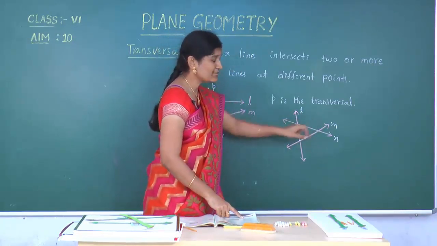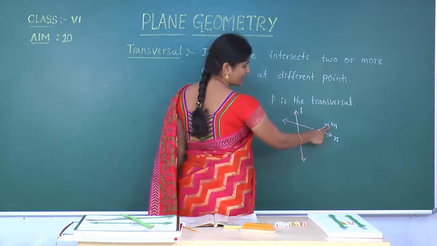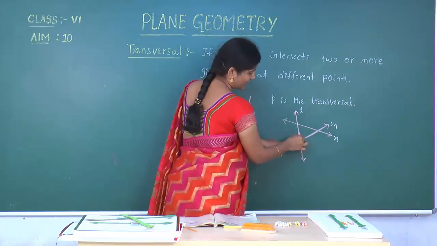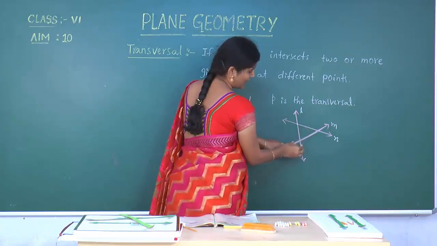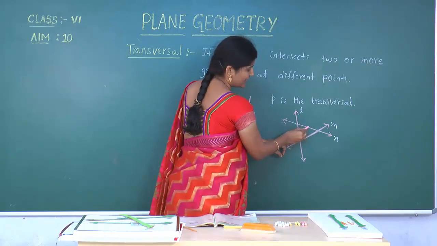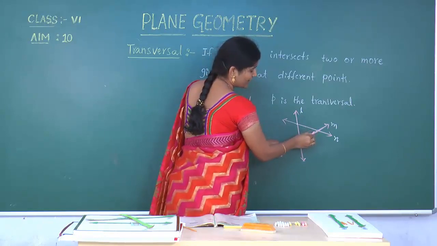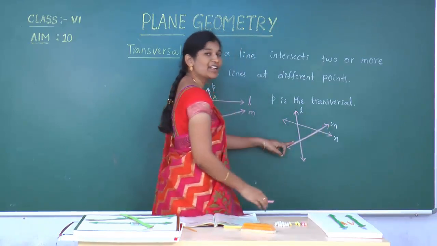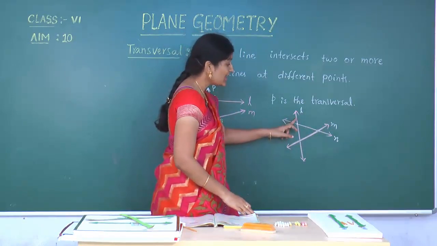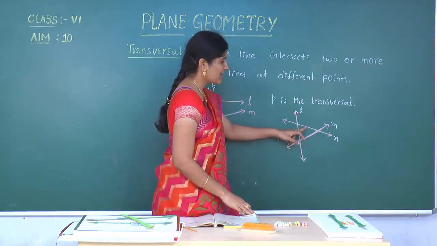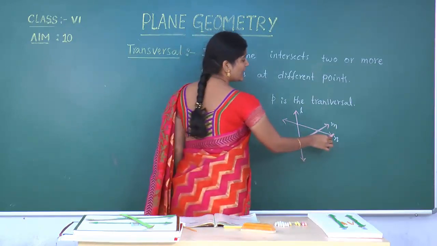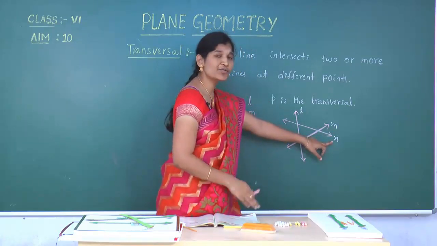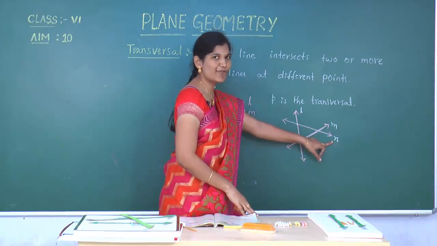Now let me check M. Here M is a line which intersects the other two lines, this is the line L and this is the line N, at two different points. So I can say M is also a transversal to L and N. And now let me check N. Is N a transversal to the remaining two lines? Yes, of course. Why?